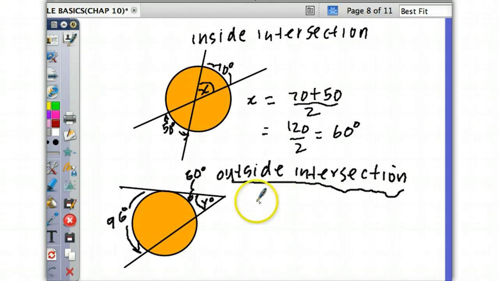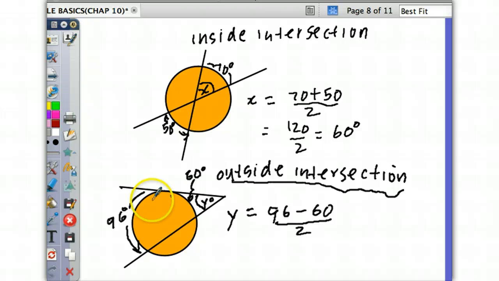Here's how we do this. Angle Y will be equal to, we're going to take the larger arc minus the smaller, and divide that by 2, and that's how we get the angle. For the outside intersection, we take the larger minus the smaller, divide by 2, so that would be 36 divided by 2. Angle Y would be 18 degrees.